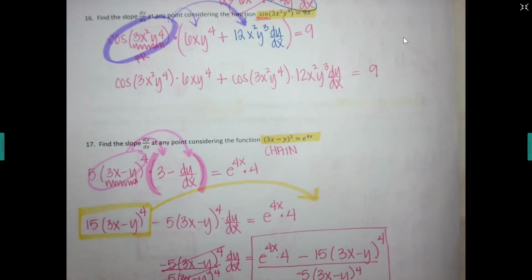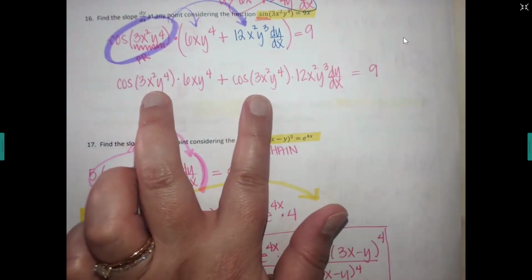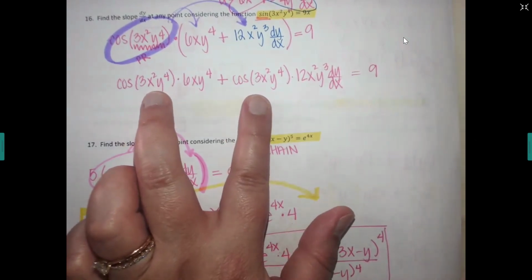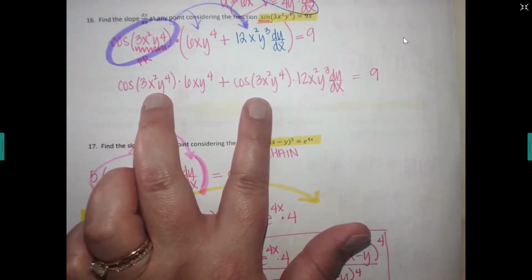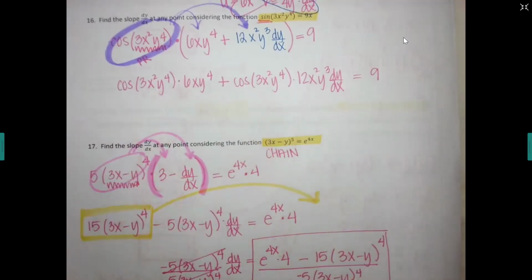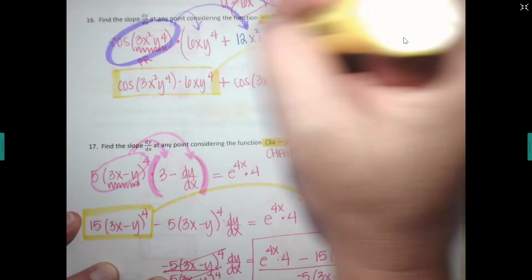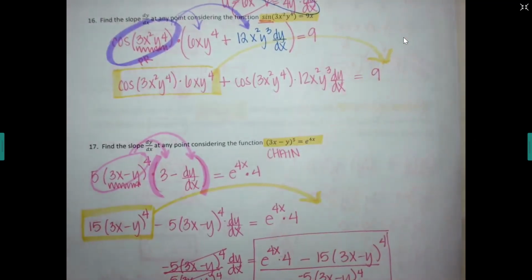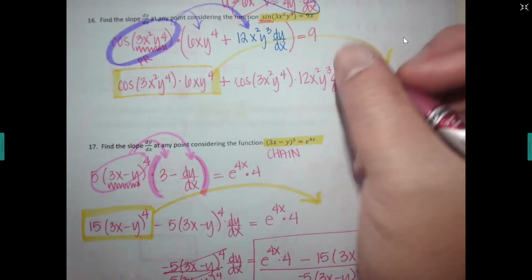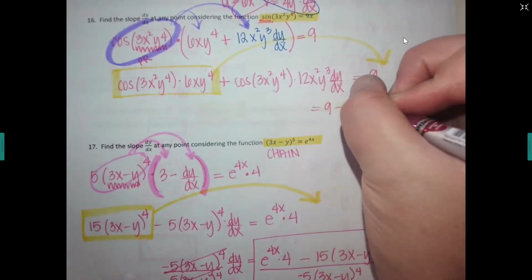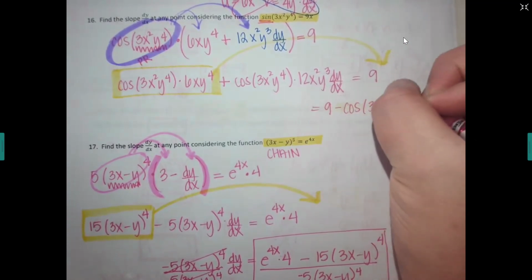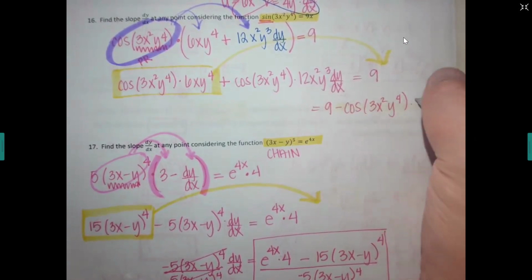Then from there, even though it kind of looks worse, like, oh no, now this cosine is here twice, what makes it better is that without these parentheses, now I can just pull one of them across on top and then divide the other one to the bottom. So this term here that does not have the dy dx is going to subtract across behind the 9. So it'll be a 9 minus cosine 3x squared y4, 6x y4.